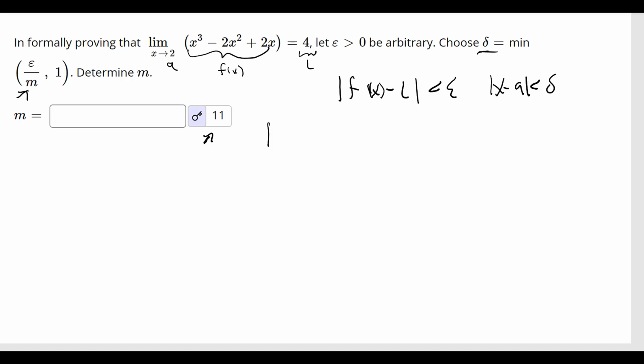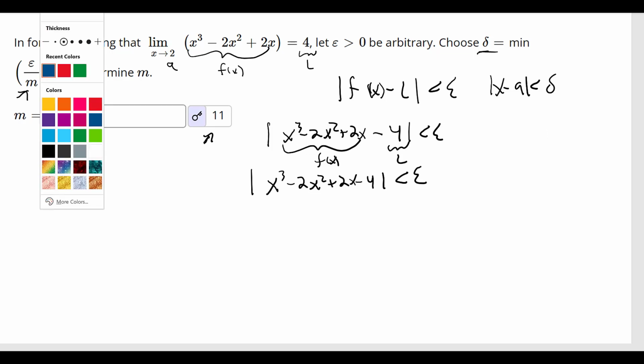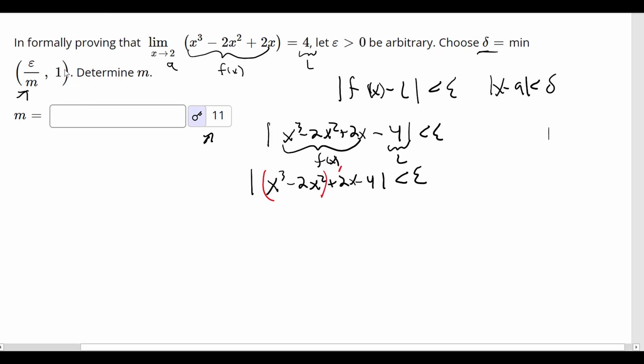So we have our f of x, which is x cubed minus 2x squared plus 2x, minus L, which is 4, is less than epsilon. And so again, the first part is the f of x, and this part is the L. And what we have now is 4 terms, x cubed minus 2x squared plus 2x minus 4 is less than epsilon. And we can factor by grouping here. I'm going to group these together and then these together.